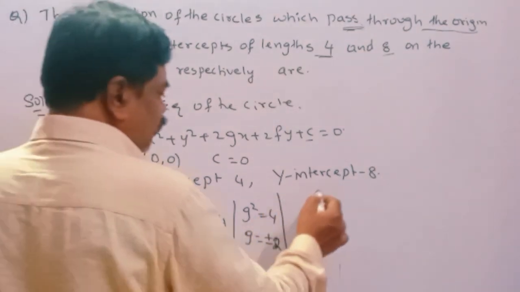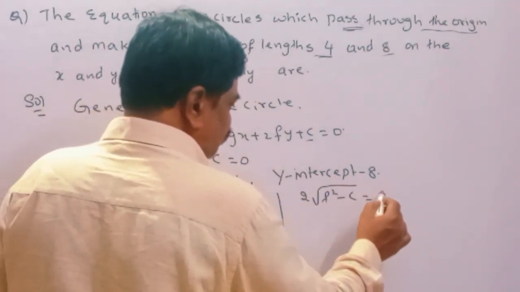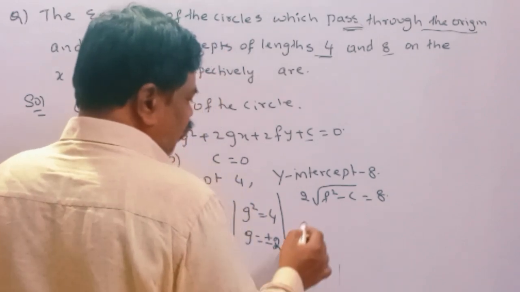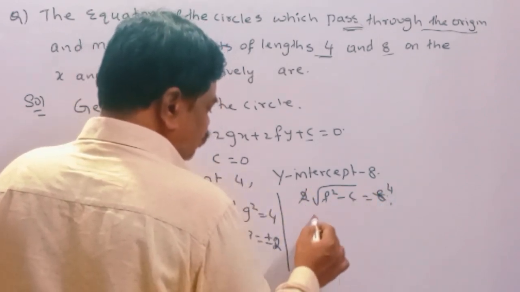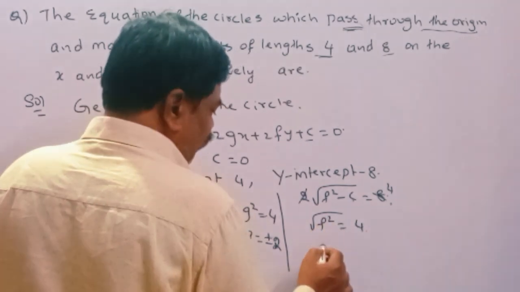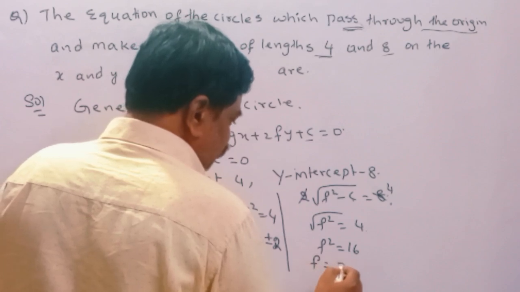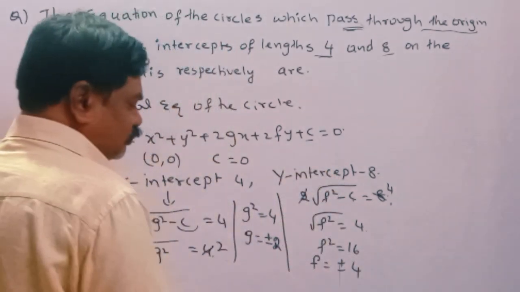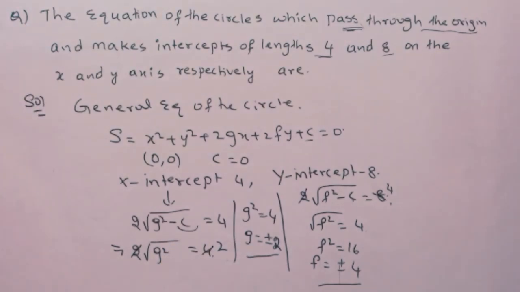And the y-intercept: 2 into root over f square minus c is equal to 8, and c is equal to 0, so root f square is equal to 4 and f square is equal to 16. So f is equal to plus or minus 4. f is equal to plus or minus 4, g is equal to plus or minus 2.